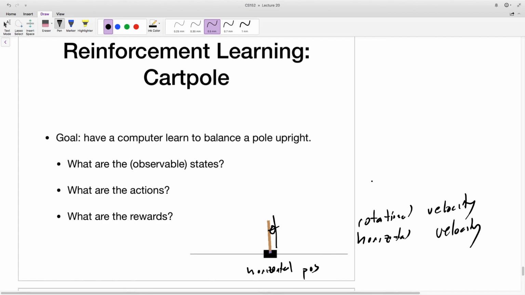So basically it'll be h, theta, velocity of theta, velocity of h. Okay? So the state equals theta, h, v of theta, v of h. That's 4. The actions? Left, right, stay. And the rewards.